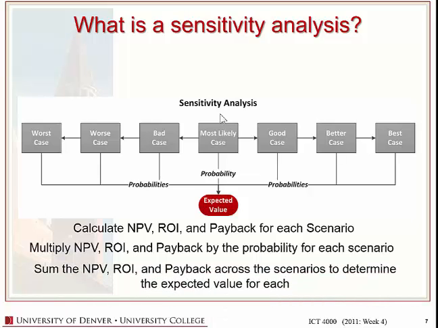And then you calculate the expected value by summing the net present value, ROI, and payback across the various scenarios to determine the expected value for each of those items. So you would add up all the net present value calculations that you came up with in that previous step together, and the sum of those would represent your net present value, expected value. You'd do the same for the ROI. You would do the same for the payback.